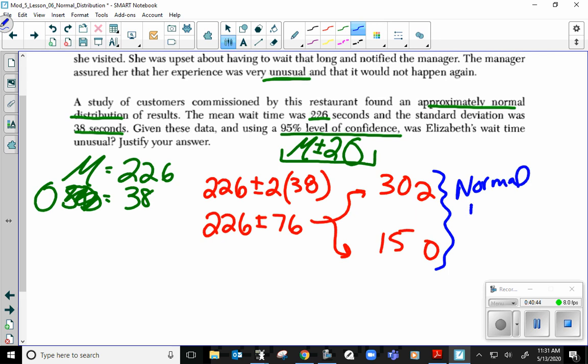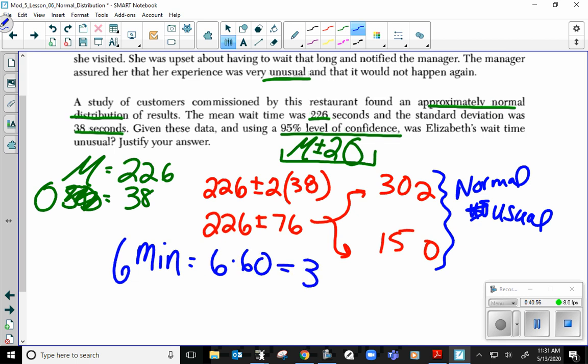Normal or usual wait time. This woman waited 6 minutes. How many seconds is that? Well, it's 6 times 60. That's 360 seconds. Is she in this interval? No. She is not in this interval, so her wait time is not normal. Her wait time is unusual.